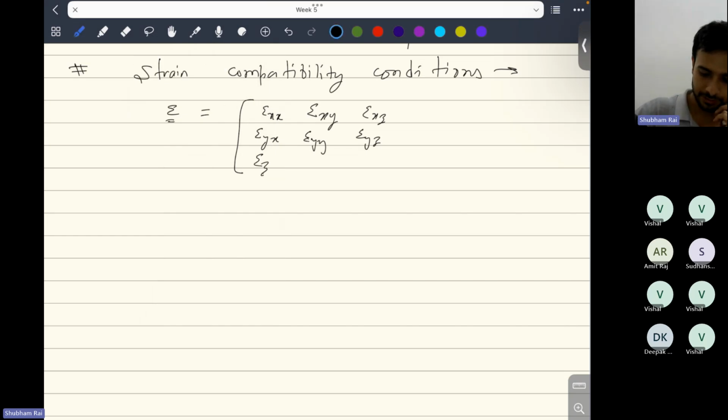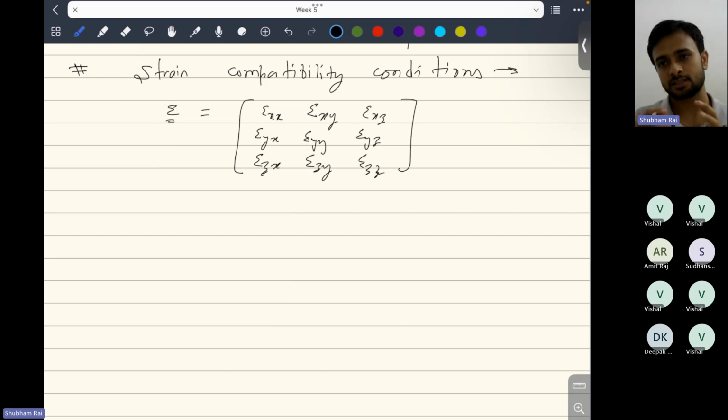So this will be zx, zy, zz. This strain matrix cannot automatically become a strain tensor. For this matrix to be a strain tensor, it must satisfy certain compatibility conditions, and I'm just writing those conditions.